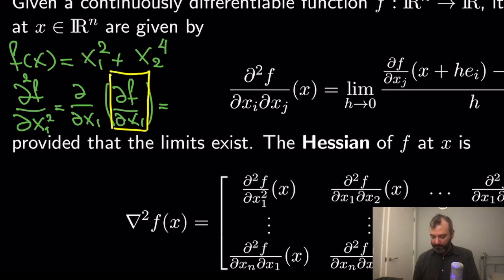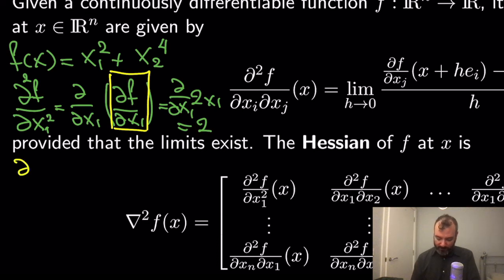So what do I get from here? I get 2x1. So what is the derivative of that with respect to x1? This is equal to 2. So the second derivative is the derivative of the derivative, which is the derivative of 2x1, which is equal to 2. Let me give you another example.